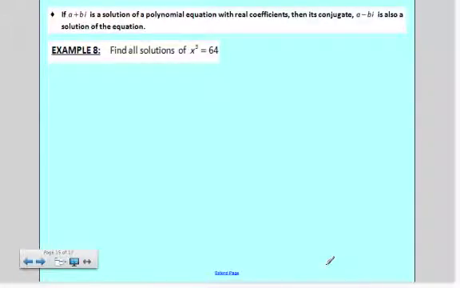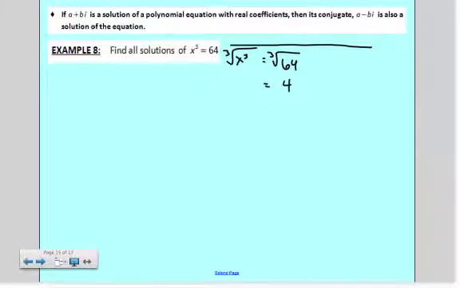The problem we have with this example is, if you did it the old way, you would be tempted to take the cube root of both sides: the cube root of x cubed equals the cube root of 64, and say that x equals 4. Well, x equals 4 is the only real solution to this problem.